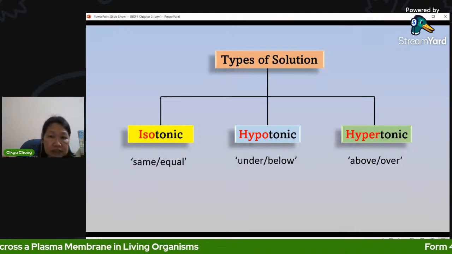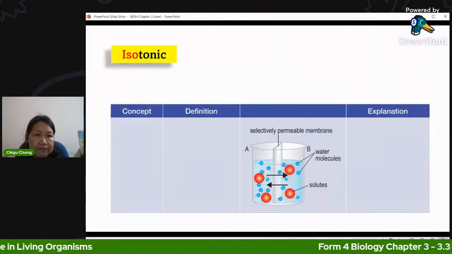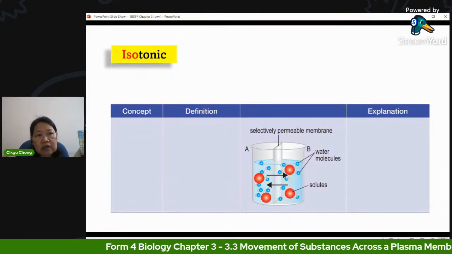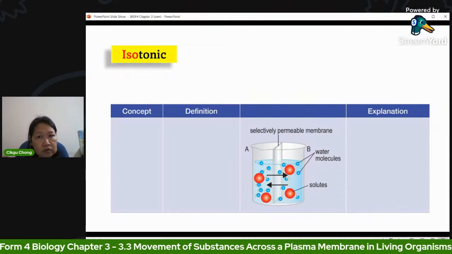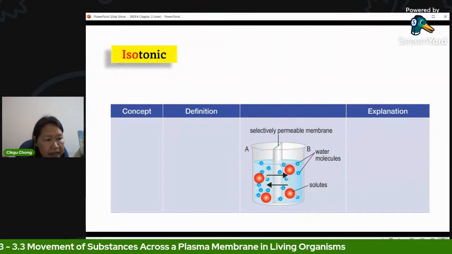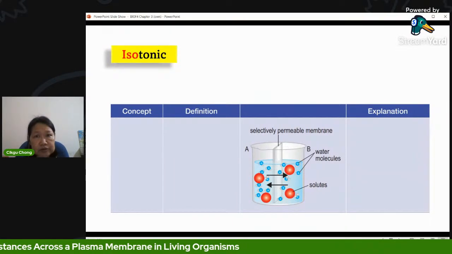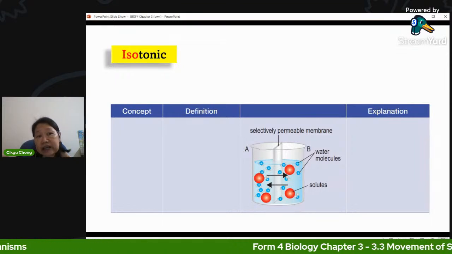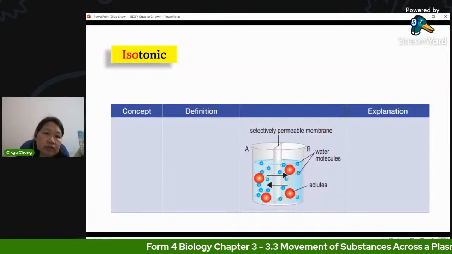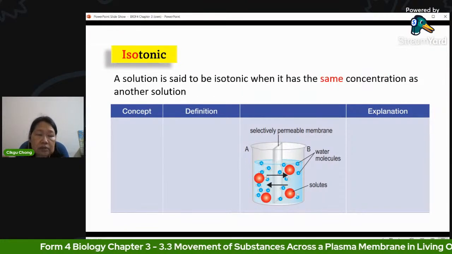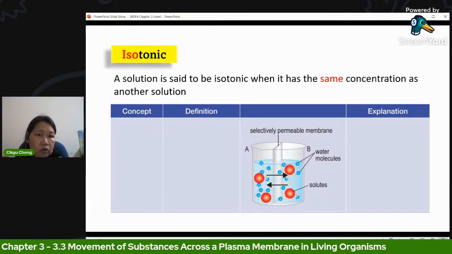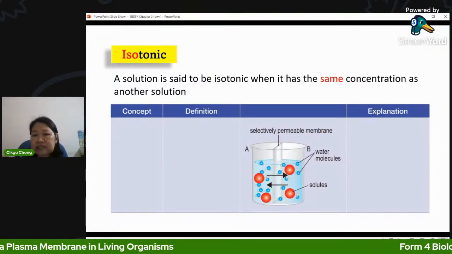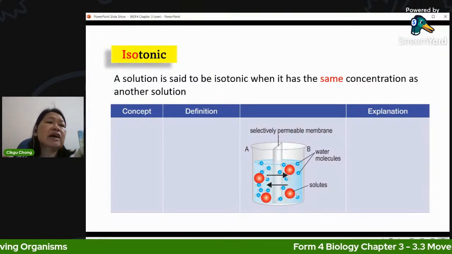Now there are three names here you have to remember. Let's look at the definition. What is an isotonic solution? The word isotonic refers to a type of solution, depending on how you compare this solution with another solution. You have to compare this solution to another solution, then only you know whether it is isotonic, hypotonic, or hypertonic. Definition: the solution is said to be isotonic when it has the same concentration as another solution. So if it has the same concentration as another solution, we will call it isotonic.